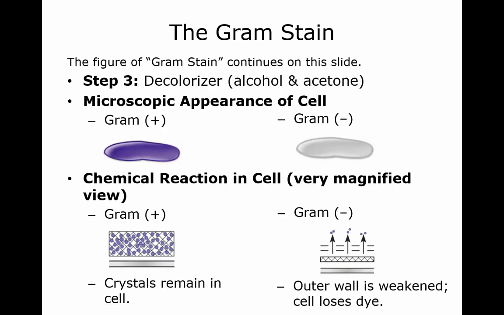The third step is the decolorizer, which is alcohol and acetone. This is where you start seeing differences. The gram positive stays purple, but the negative is going to lose its color. It decolors, and that's because the outer cell wall weakens and the cell loses the dye. But in the gram positive, that does not happen.